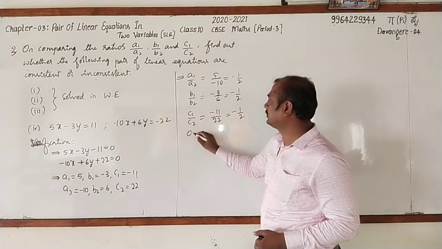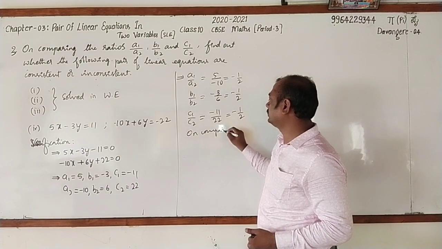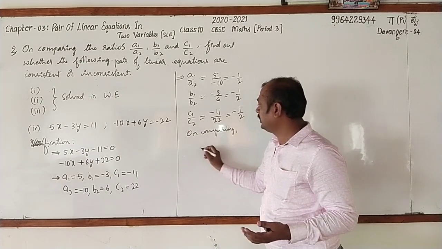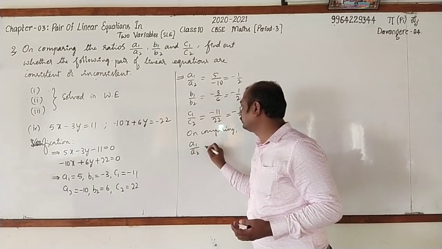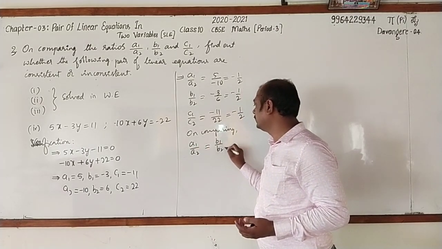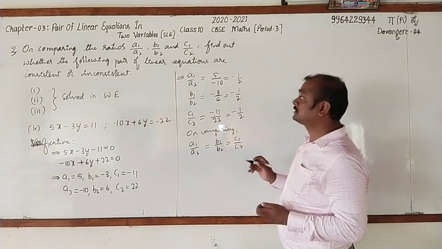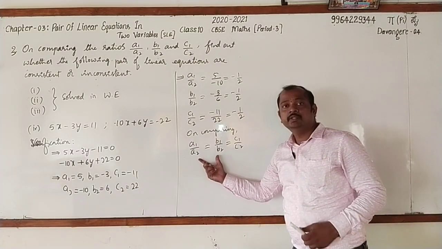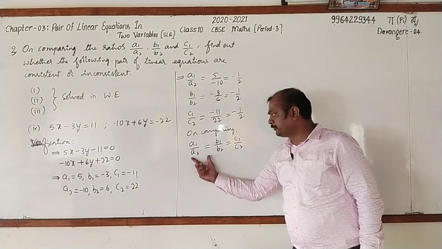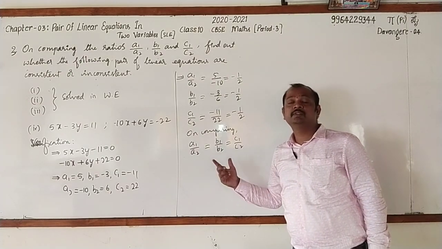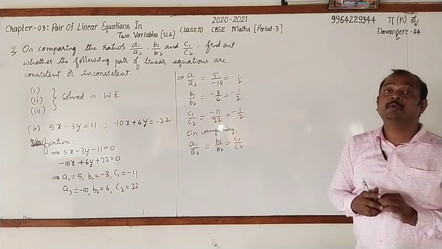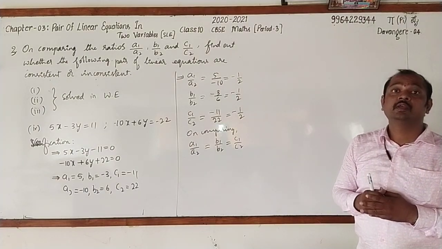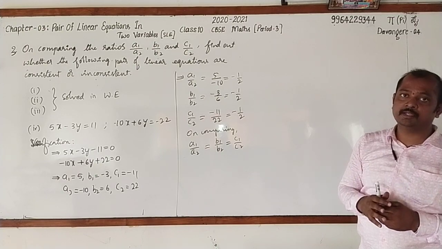Compare the values. On comparing all the values, you can come to know that all are equal to minus 1 by 2. Hence you can say A1 by A2 is equal to B1 by B2 is equal to C1 by C2. Now you tell that if it is satisfied like this, then we can say whether the given equations have solution or not. Yes, how? It has infinitely many solutions.